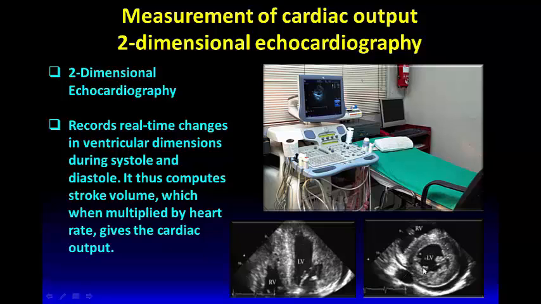So here we have the left ventricle during systole, the same left ventricle during diastole. This is the right ventricle during systole, and the same right ventricle during diastole when it is in relaxation. So by recording these changes in ventricular dimensions during systole and diastole, two-dimensional echocardiography computes stroke volume, which when multiplied by the heart rate gives the cardiac output.